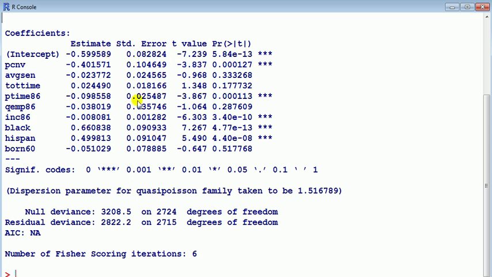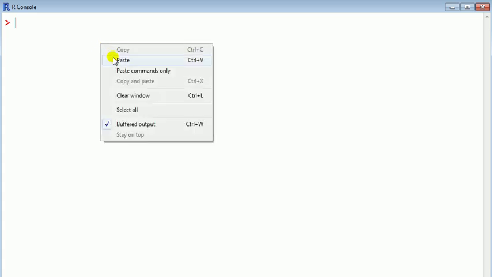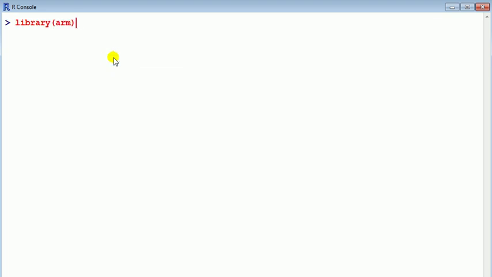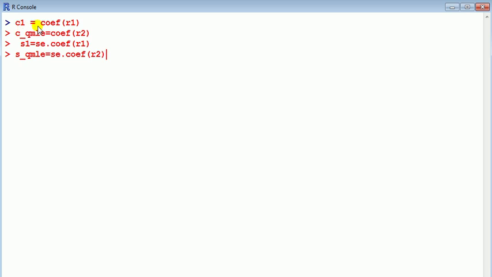It would be nice if we can get everything onto one table, so this is what I'm going to do now. We're going to extract the coefficients and the standard errors of each table and compile them into a new table, which is much easier to see what's going on. Also good when it comes to presentation. So we need this package called arm. Let's load that. Right, then coef is a command that extracts the coefficients from my first regression. It's called C1. Coef extracts the coefficients from my second regression, which is from the Quasi-MLE. So there you go.